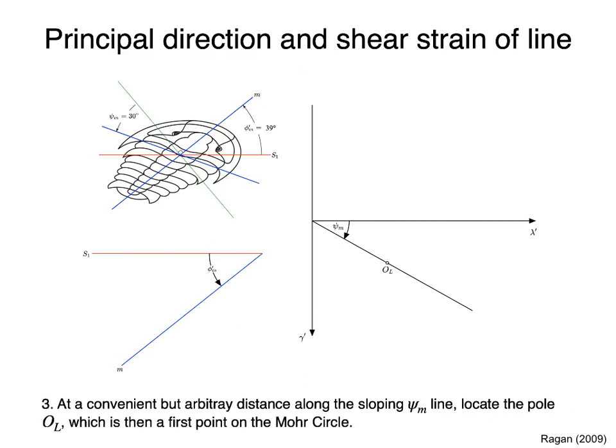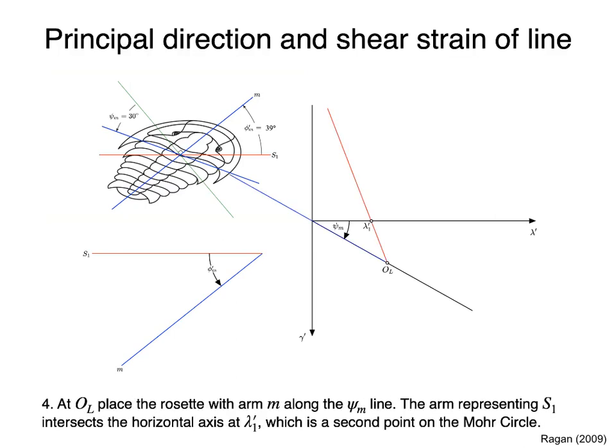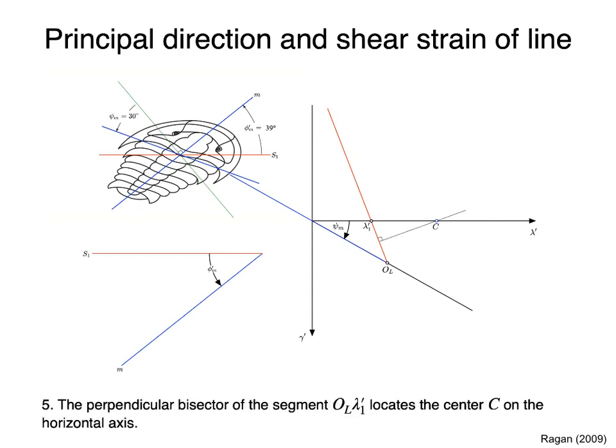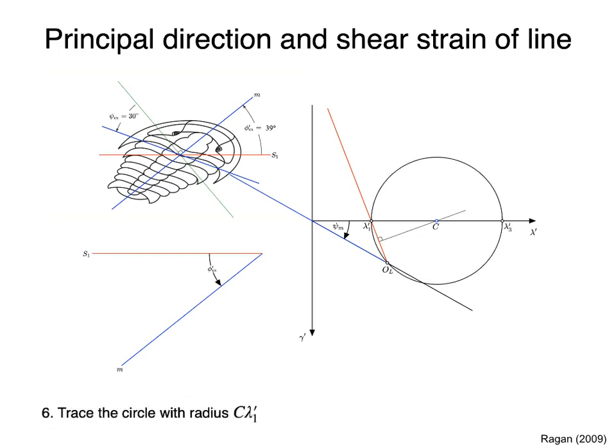Then, at a convenient but arbitrary distance along the sloping line psi M, we locate the pole OL, which is then a first point on the Mohr circle. Then at OL, we place the rosette with the arm M along the psi M line. The arm representing S1 intersects the horizontal axis at lambda prime 1, which is a second point on the Mohr circle. We can then trace the perpendicular bisector of the segment OL lambda prime 1. This bisector locates the center C of the Mohr circle on the horizontal axis. Then, we can trace the circle with radius C, lambda prime 1.